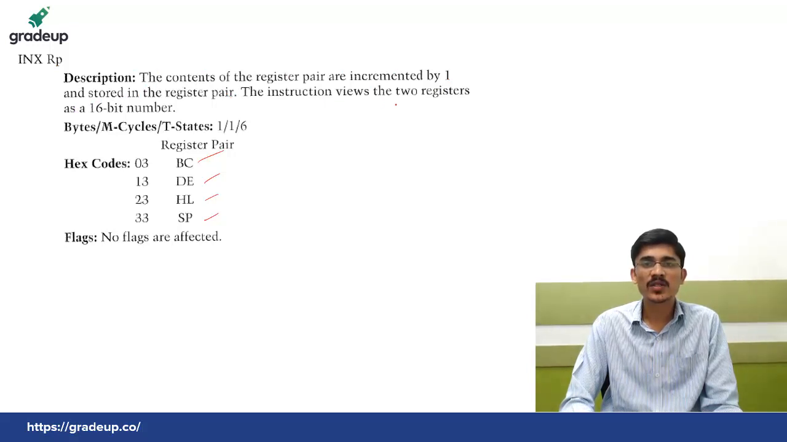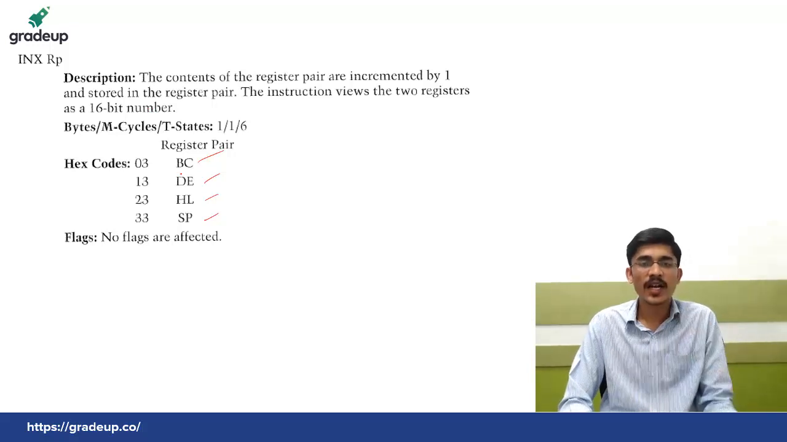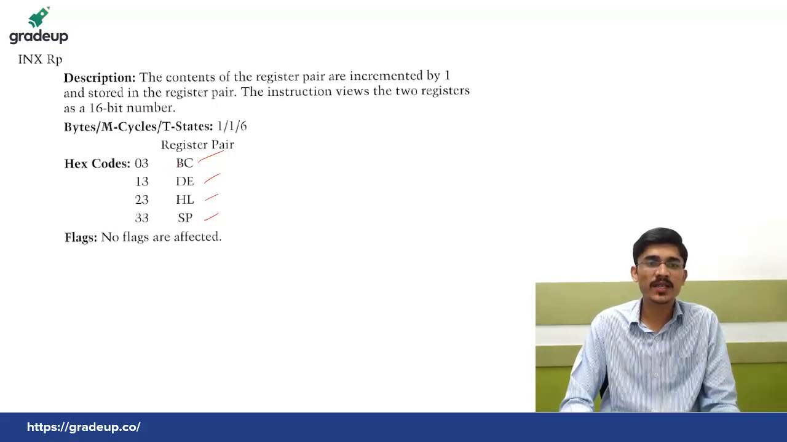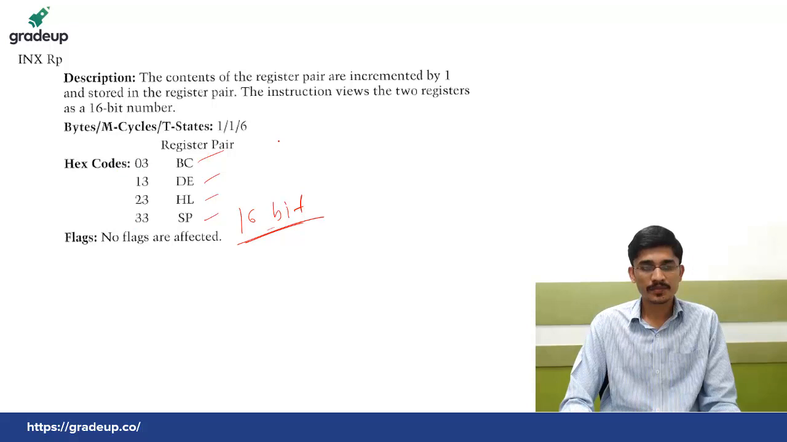The instruction views 2 registers as a 16-bit number. I have explained that B is 8-bit and C is 8-bit, but by combining them, these are the only valid pairs. You cannot combine C and D. You can combine only BC, DE, HL, and SP. The stack pointer is already a 16-bit register, so you can also increment it by 1 using the increment operation. These are the corresponding hex codes.